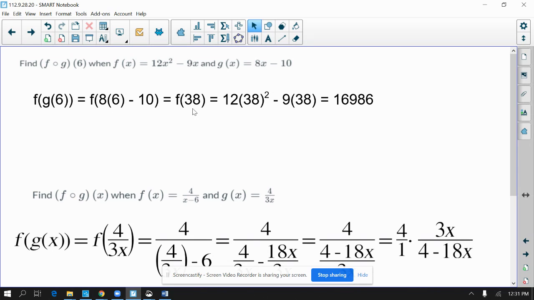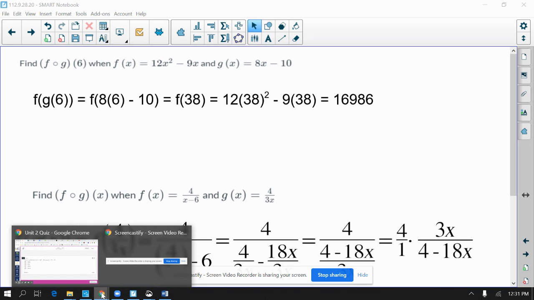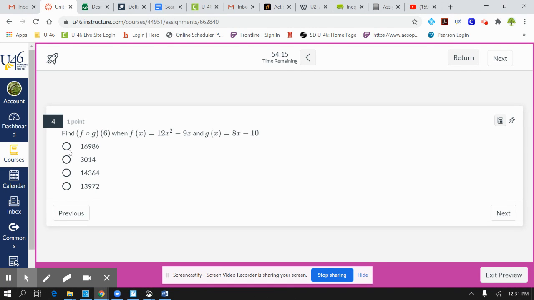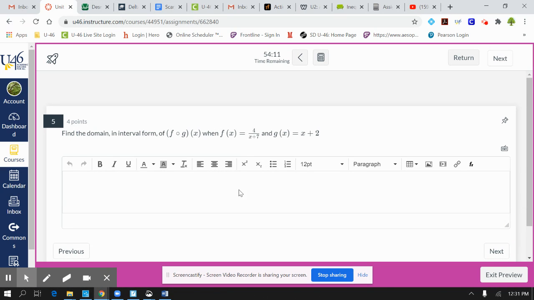Now 38 is the range of g, but that is becoming the domain of f. So 38 goes into f. F takes 12 times 38 squared minus 9 times 38, which is this. Grab your calculator. You get 16,986, which is the first option for me. My number 5, find the domain of this composition.